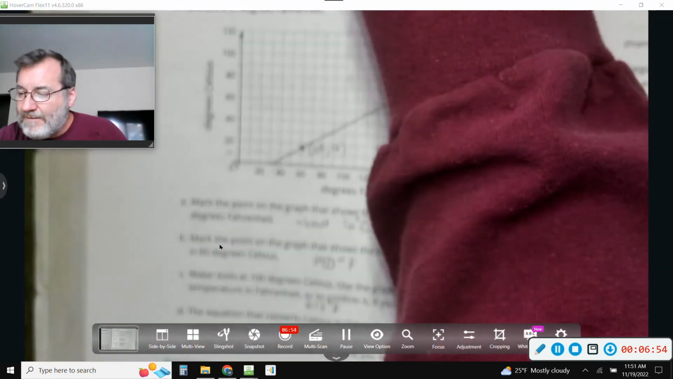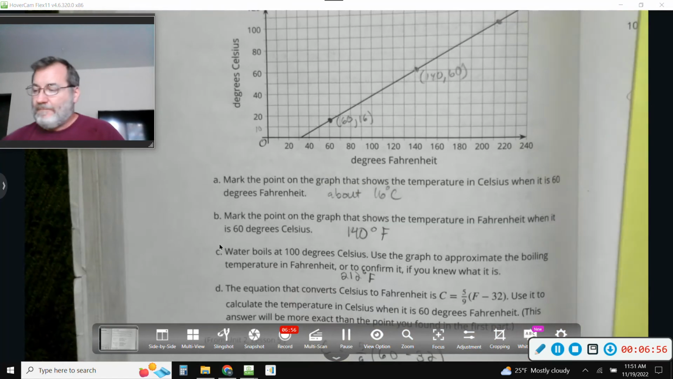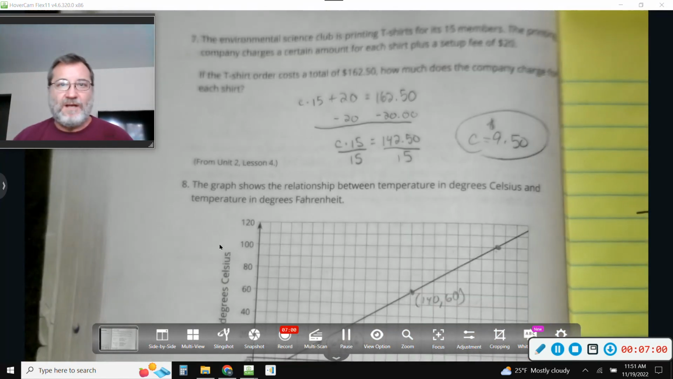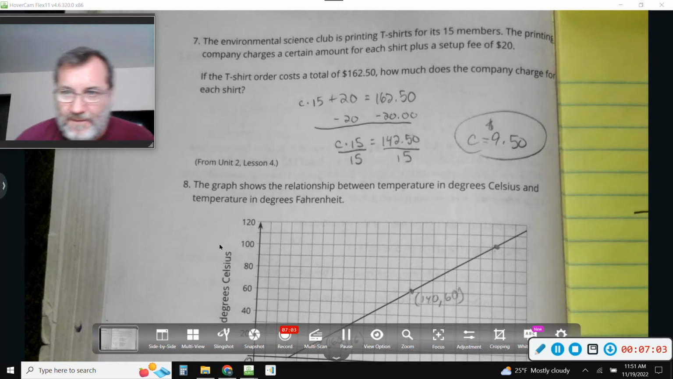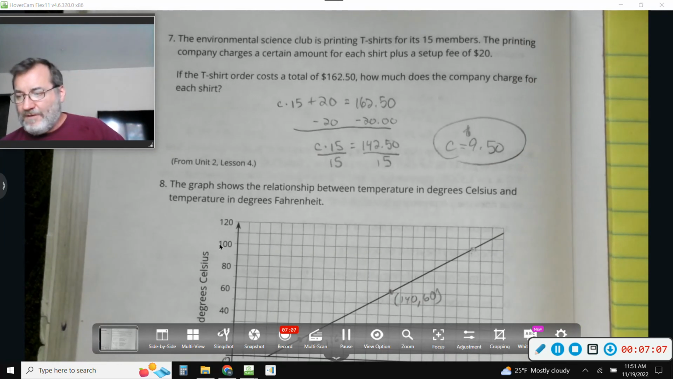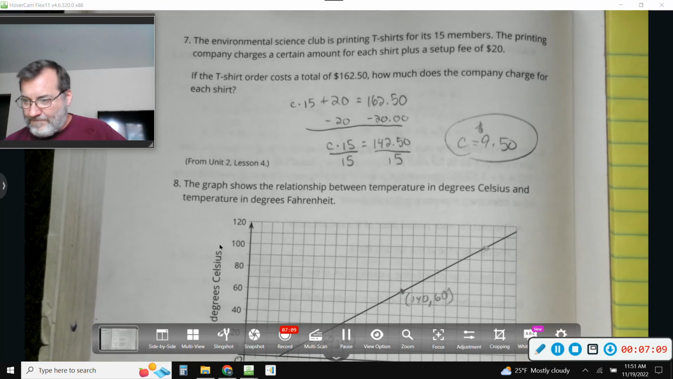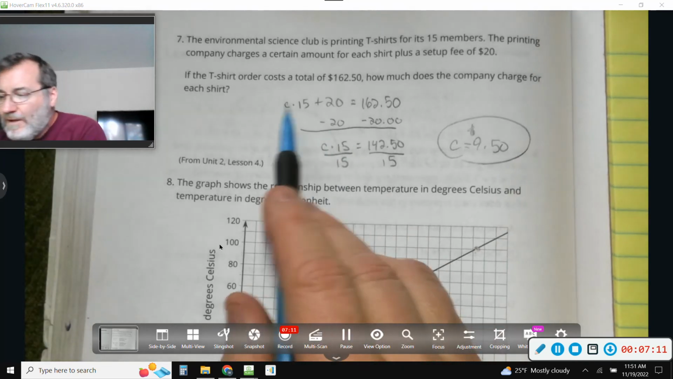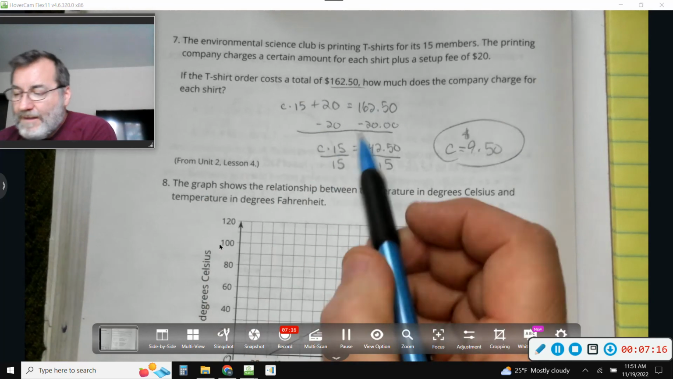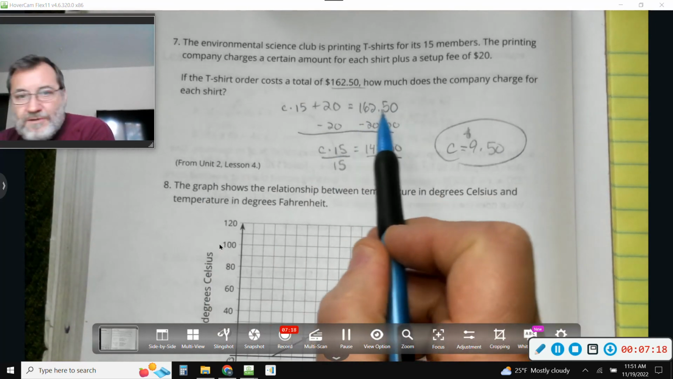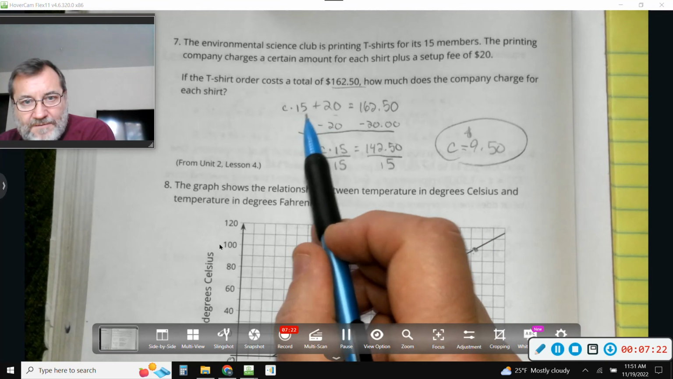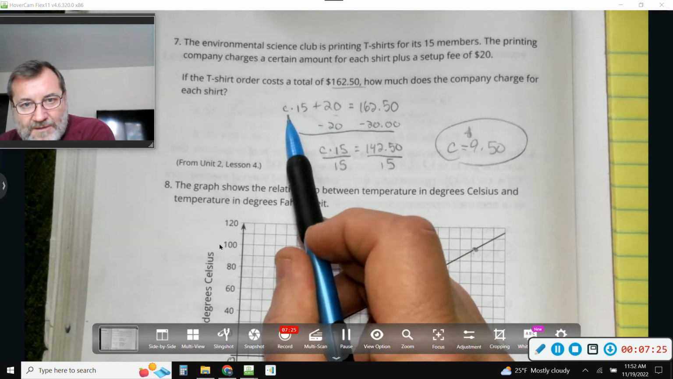Number 7. The Environmental Science Club is printing t-shirts for its 15 members. The printing company charges a certain amount for each shirt, plus a setup fee of $20. Okay. If the total is $162, how much does the company charge per shirt? All right, so of the whole amount that you're going to be charged, $20 is for the setup fee, and then it's $15 per shirt times the number of shirts.